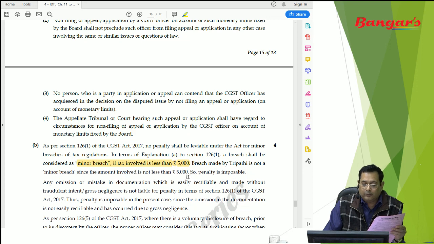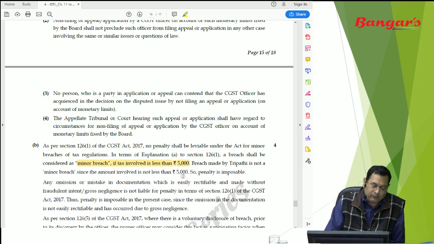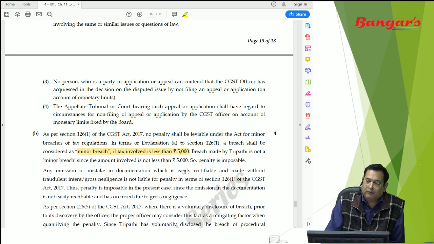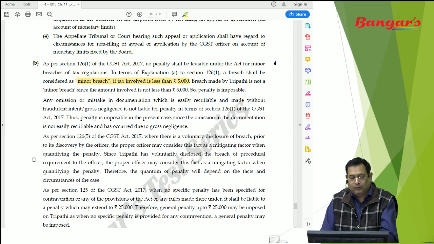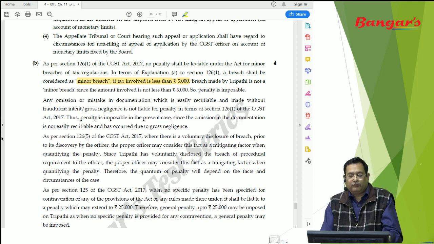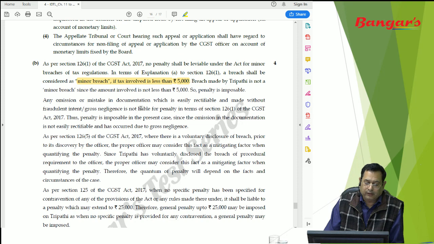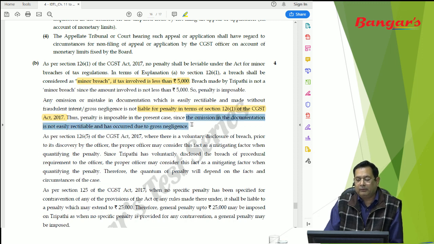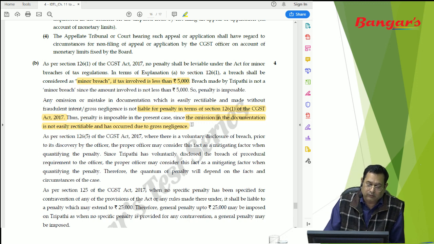So, first of all, the argument relating to minor breaches won't be sustainable since the amount of tax involved is not less than rupees 5,000. Then any omission or mistake in documentation which is easily rectifiable and made without fraudulent intention or gross neglect is not liable for penalty in terms of section 126(1) of the Act. The penalty is imposable in the present case since the omission in the documentation is not easily rectifiable and has occurred due to what? Gross negligence. So he cannot take the benefit of section 126 subsection 1.